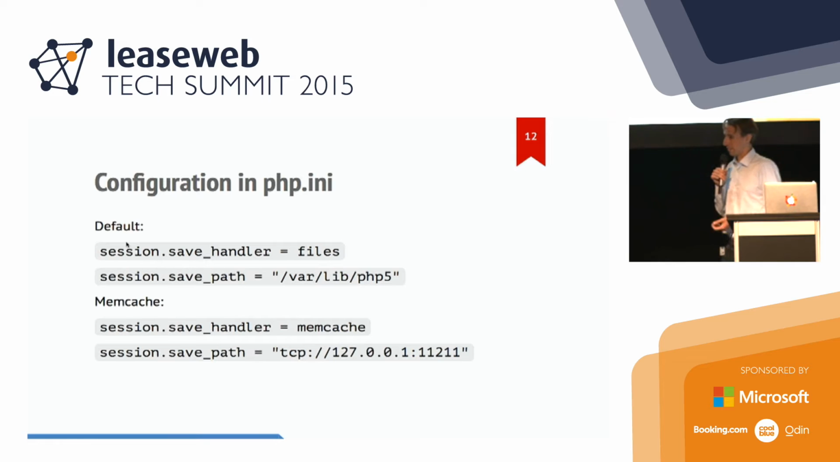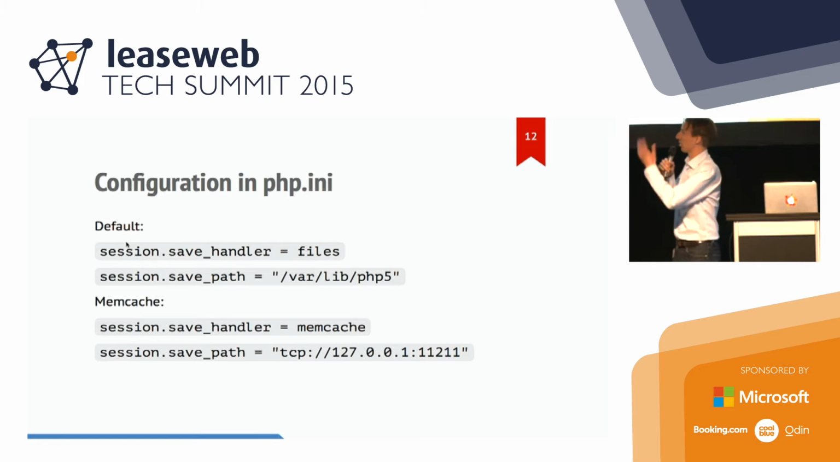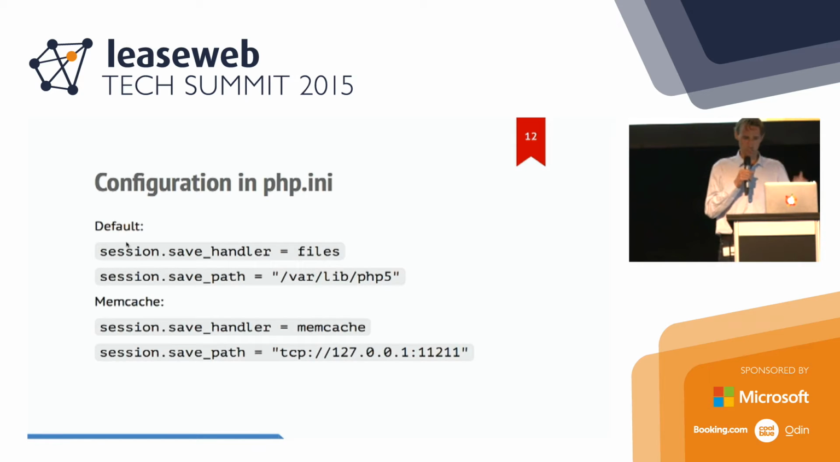How do you configure it? Well, by default, the configuration of your session storage in PHP is as shown, with files in a directory where your sessions are stored. In that directory, you'll see file names containing the session identifier, and then in that file, you will find all the contents of the session data in a serialized way.